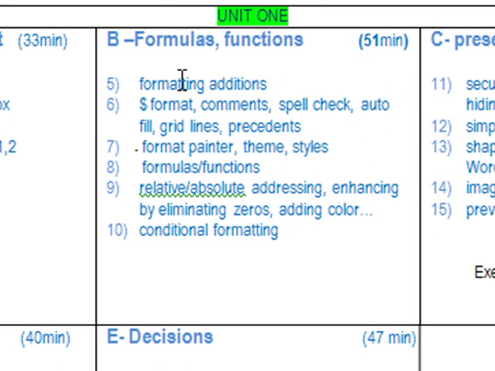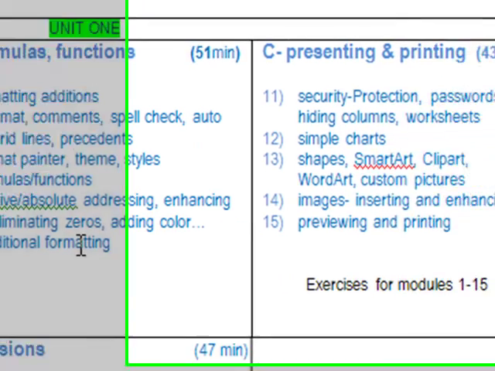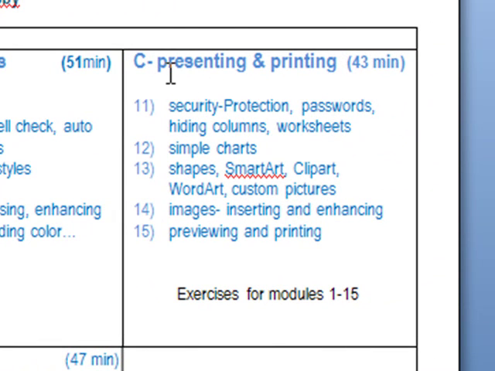Next topic we get into formulas, a little more challenging. This will take 51 minutes, and it will involve topics which are called formatting and format painter, relative addressing, conditional formatting, all of which will be covered in detail. Part C, we get into security, creating simple charts, different shapes, images, previewing and printing.